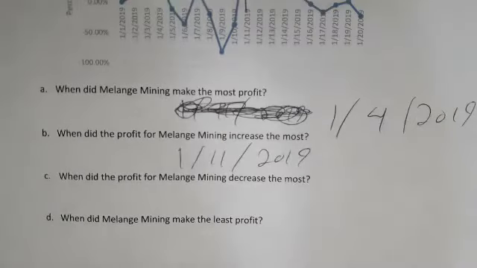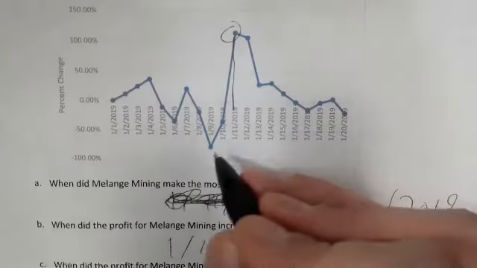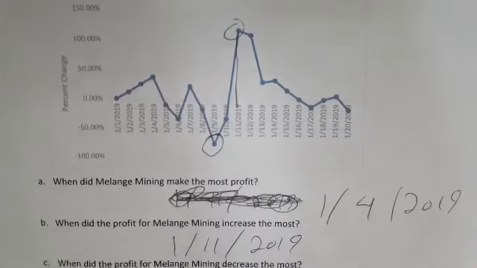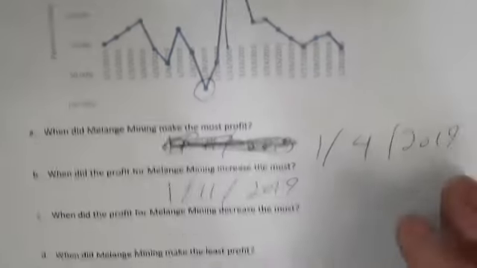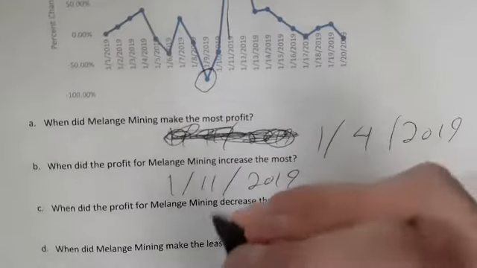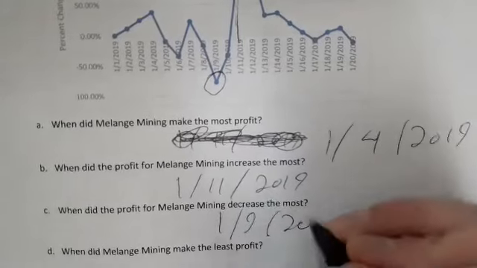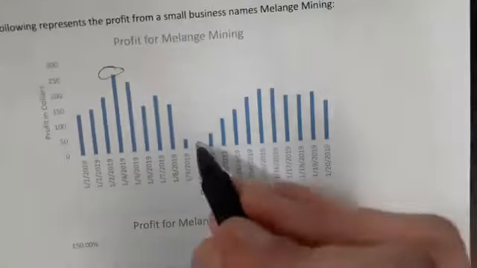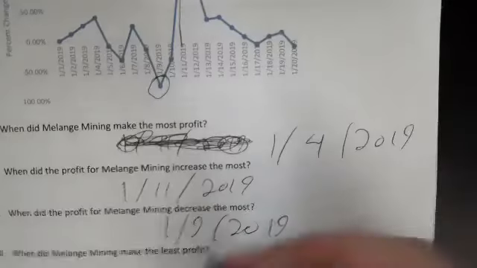When did the profit from Melange Mining decrease the most? Now we want to know the lowest percent change. And so that's the negative percent. That indicates it's decreasing the most. And so that was 1/9/2019. And when did they make the least profit would be the lowest bar here, 1/10/2019.